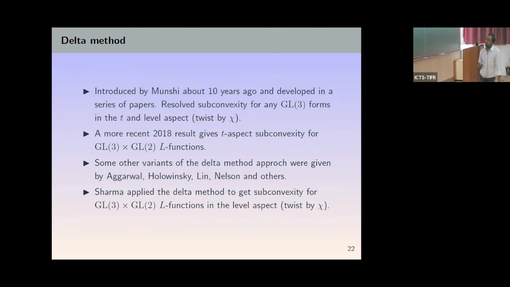A very recent result is by Prahlad Sharma, who applied the delta method and obtained subconvexity for GL3 times GL2 functions in the level aspect. This result again generalizes Munshi's result in the level aspect.